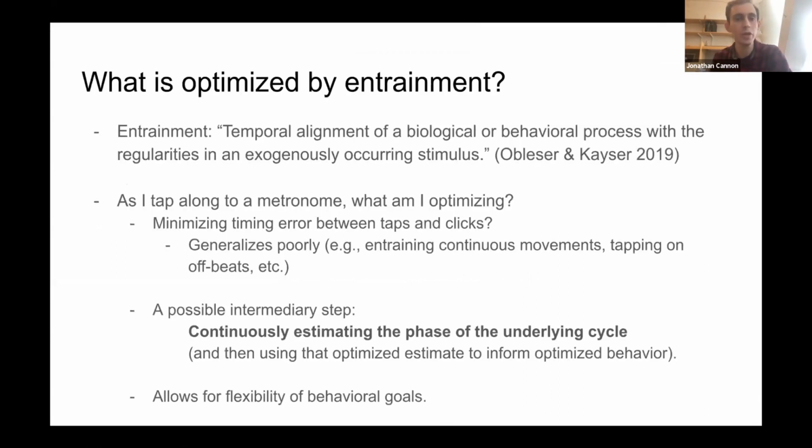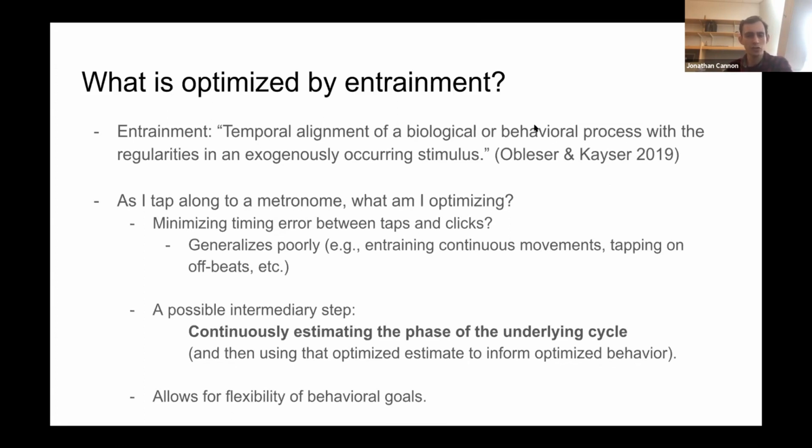So as my jumping off point, I'm asking the question, what is optimized by entrainment, both neural and sensorimotor? And here I'm defining entrainment as the temporal alignment of a biological or behavioral process with irregularities in an exogenously occurring stimulus. It's a pretty general definition. A common example is tapping along with a metronome. And in that, a common way of understanding that behavior is that I'm minimizing timing error between my taps and the clicks of a metronome.